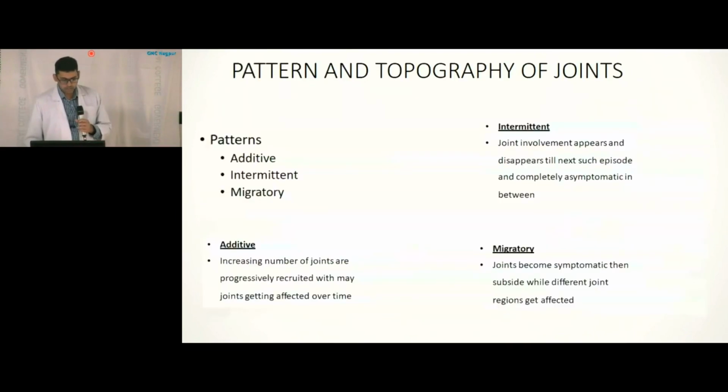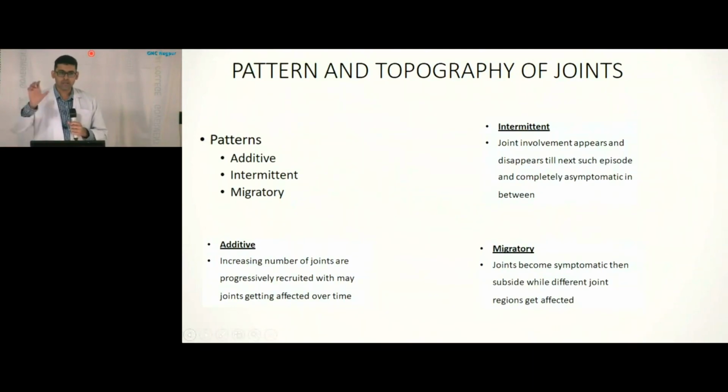So, a very important point: the pattern and topography of joint involvement. Pattern of joint involvement means how the disease is behaving over a period of time. I will go the reverse way, first focusing upon migratory arthritis. You must have read something about acute rheumatic fever, the fleeting arthritis. And what is that peculiar line said about acute rheumatic fever? That it licks the joint and bites the heart.